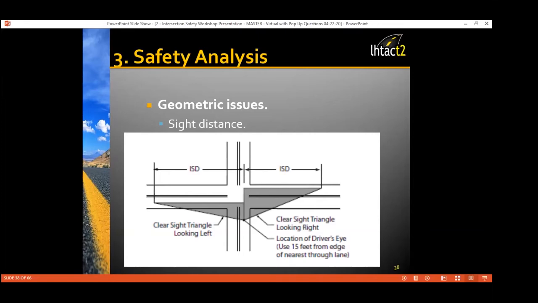So the driver of a vehicle approaching or departing from the stopped position at an intersection should have an unobstructed view of the intersection, including any kind of traffic control devices, and sufficient lengths along the intersecting roadway need to be available to permit the driver to anticipate and avoid any potential collisions. Some examples of obstructions include crops, hedges, trees, parked vehicles.